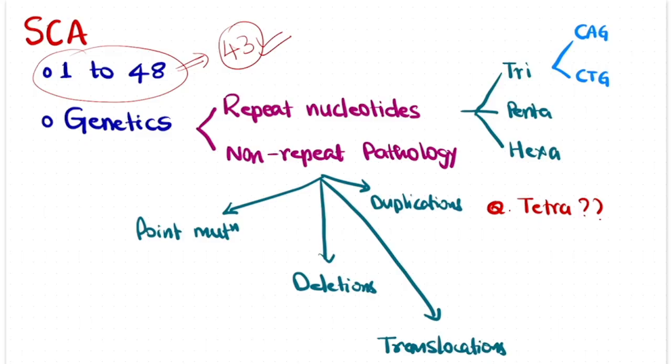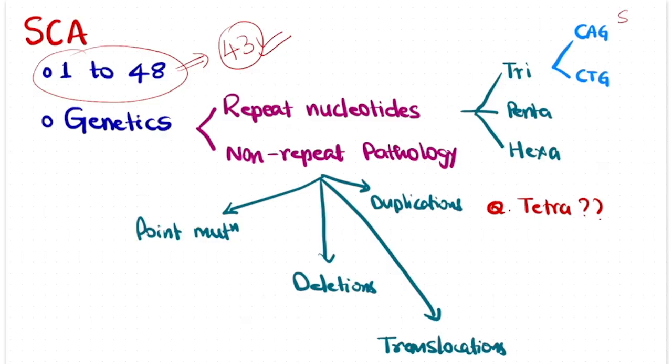So another pathology is the non-repeat pathology. We will see that later. So among the repeat nucleotide ones, we have repetition of 3 nucleotides, that's called trinucleotide repeat pathologies, then pentanucleotide and hexanucleotide pathologies. Trinucleotide pathology can be due to CAG repeats, that is cytosine, adenosine and guanine, or it can be due to CTG, which is cytosine, thymidine and guanine repeats.